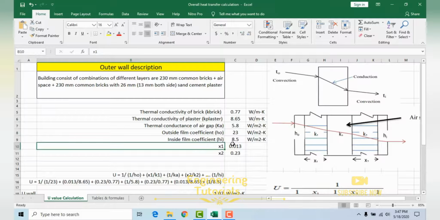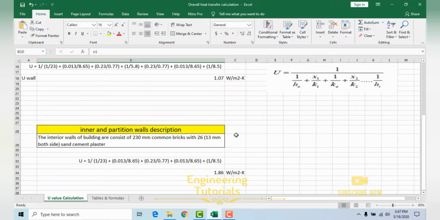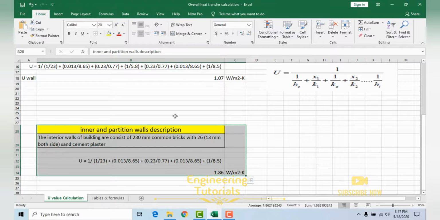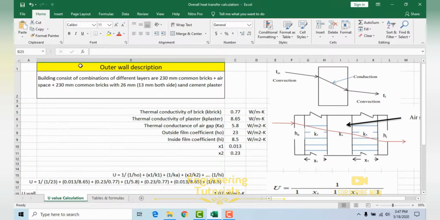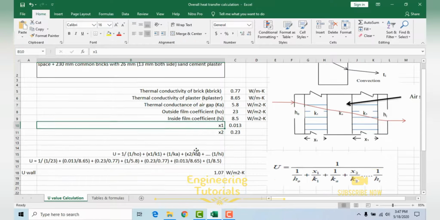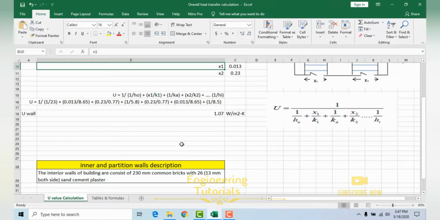In the last video I told you about the psychrometric chart, and in this video I told you about the overall heat transfer coefficient U values. These things we are going to use in the next videos to calculate our heat load for some particular project.